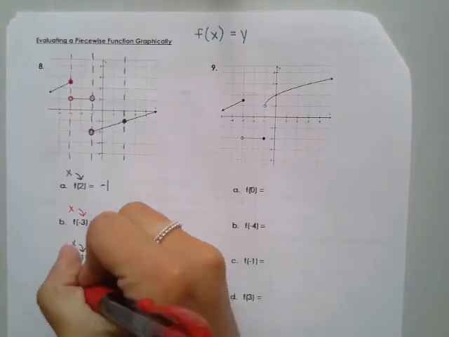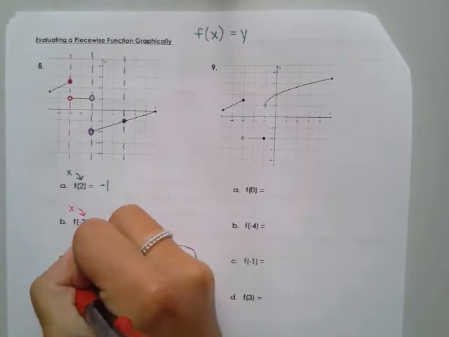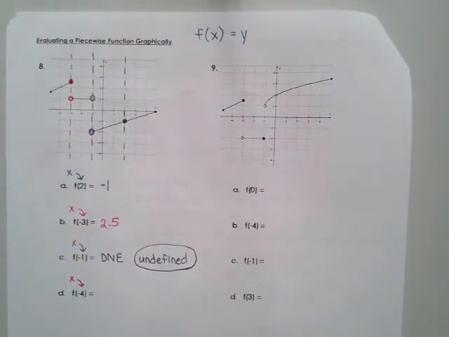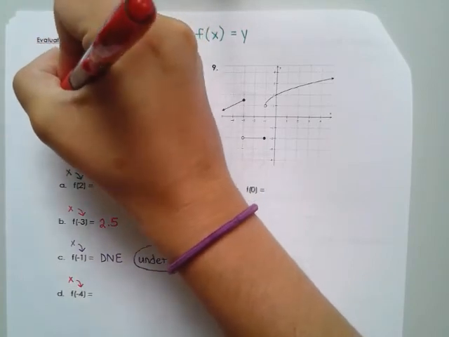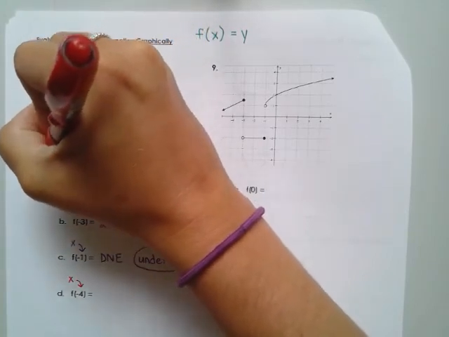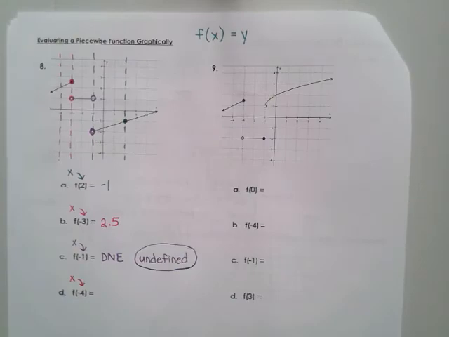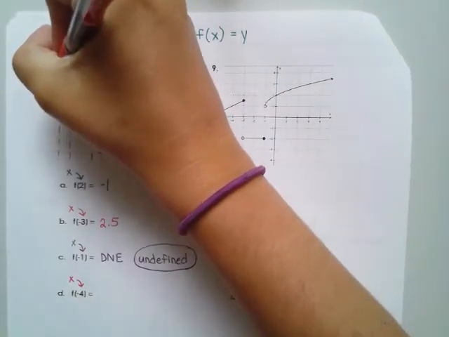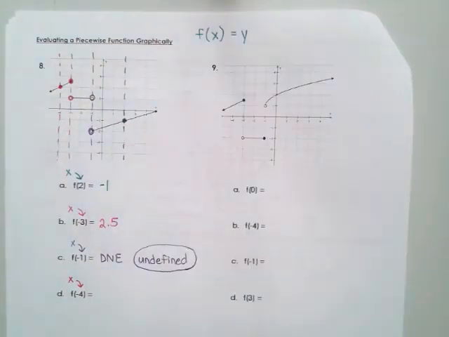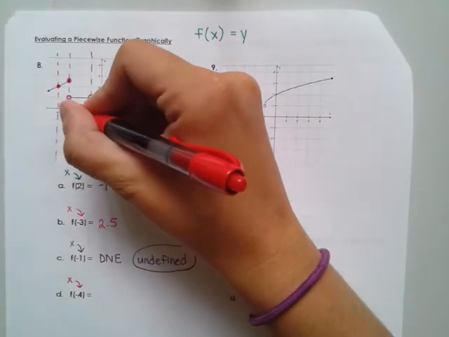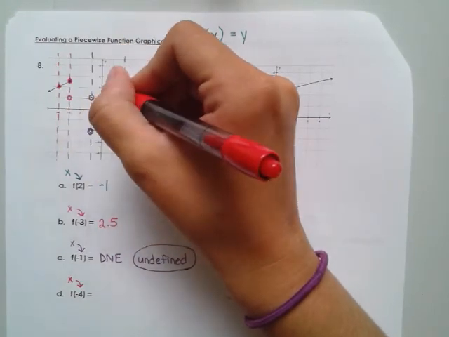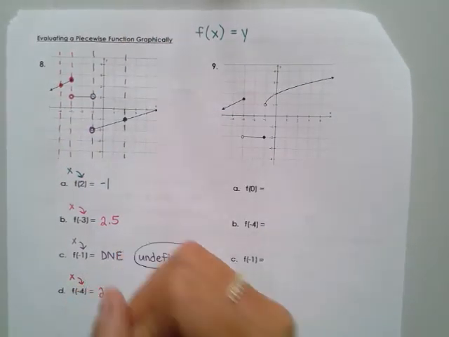Finally, for D, our x is -4. I'm going to come right here and draw my dotted line. And it is okay if it's a problem like part D, where it doesn't hit an actual point on it. If it just touches the line, we just draw ourselves a little coordinate point and match it up. So when x is equal to -4, our y value is 2.